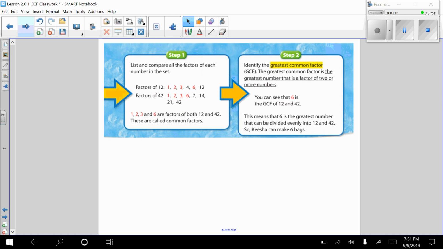But to find the greatest common factor, we want the greatest number that the two have in common. You can see that the GCF is 6 for 12 and 42. This means that the greatest number that can be divided evenly into 12 and 42 is 6. So Keisha can make 6 bags.